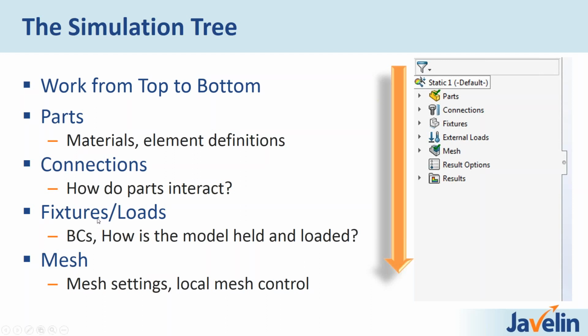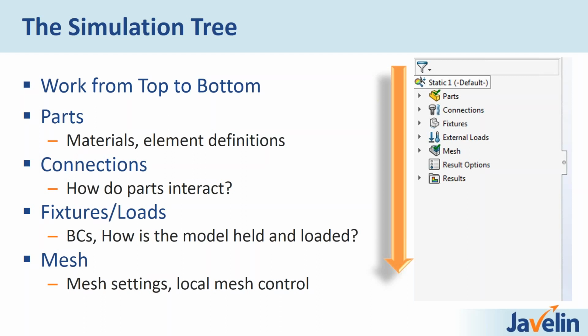The fixtures and loads are the next two icons you'll see, and collectively, these are referred to as boundary conditions. And you'll hear that term thrown around a lot in FEA. They're called boundary conditions because it's basically the conditions we're applying at the boundaries or the exterior of the model. Now, boundary conditions sounds a little intimidating if you don't know what they are. It sounds complicated. It's not. It's just a term for fixtures and loads. How are we holding the model and how are we loading the model?